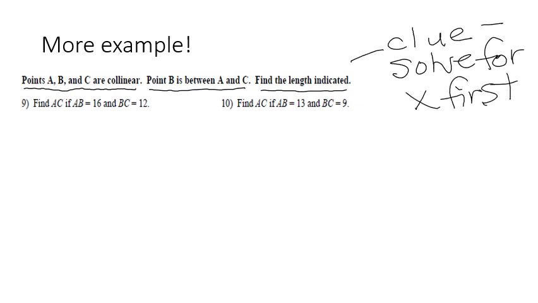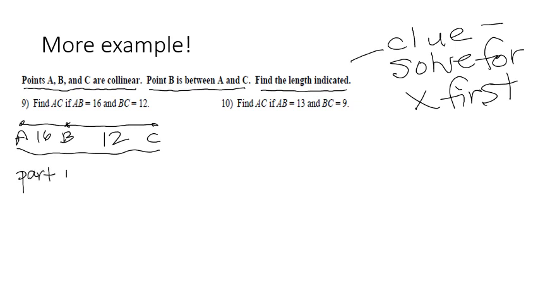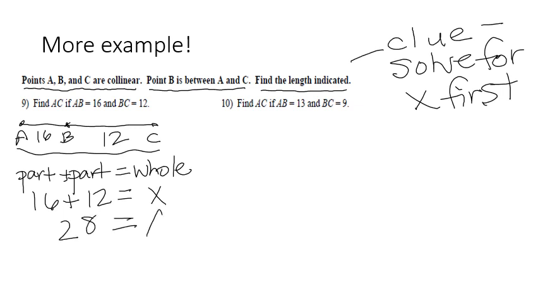So let's draw a picture. Point B is between A and C. We know that AB is 16. We know that BC is 12. So those are our 2 parts. And we want to know what AC is, the whole. So this feels like yesterday. This doesn't say anything about midpoints. So 16 is a part, 12 is a part, AC is our whole, which is 28.